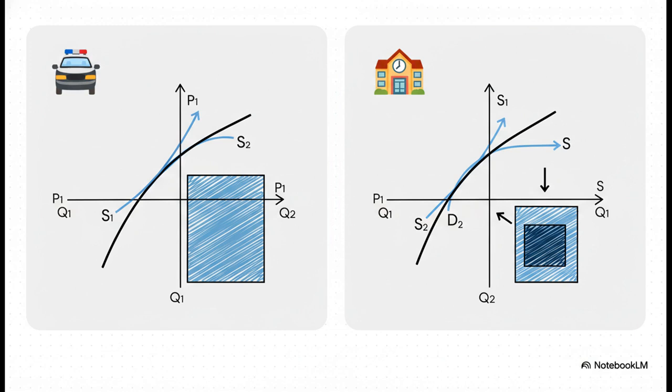Now look at a policy of drug education on the right. This works on the demand side, shifting the demand curve to the left. It lowers both the price and the quantity, which means total spending on drugs definitely falls.